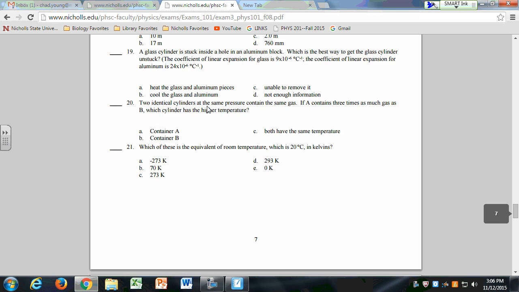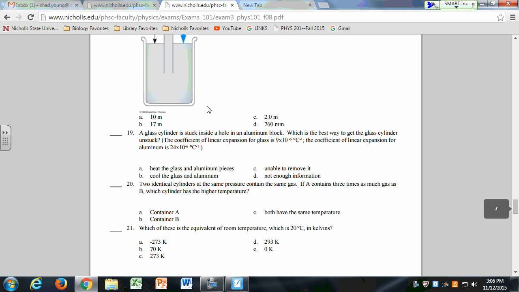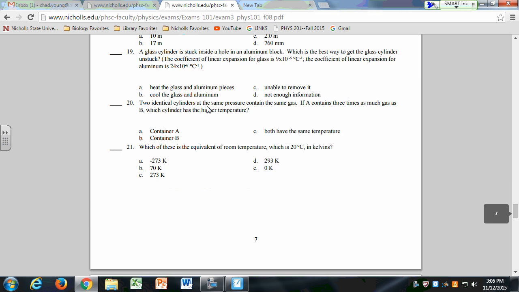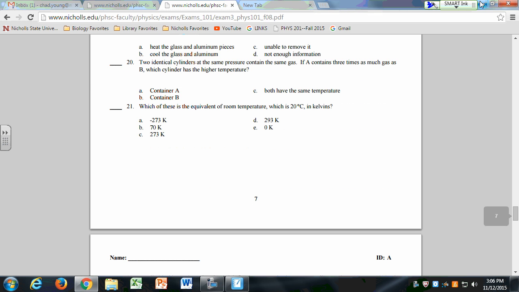Yeah, ideal gas law. Blah, blah, blah. Yeah, I guess that's it. Mm-hmm. Chapter's not very long.